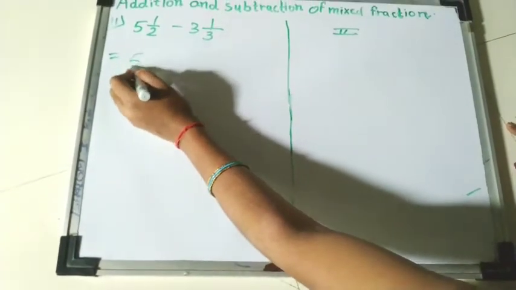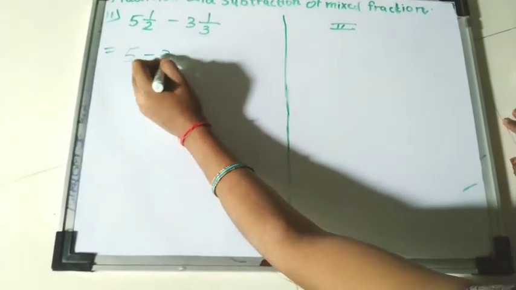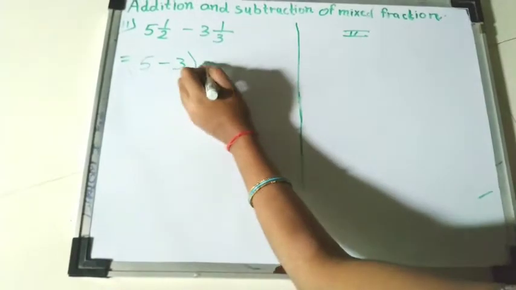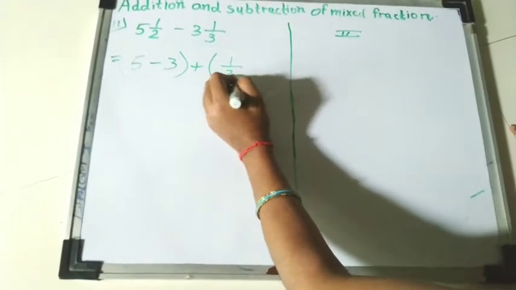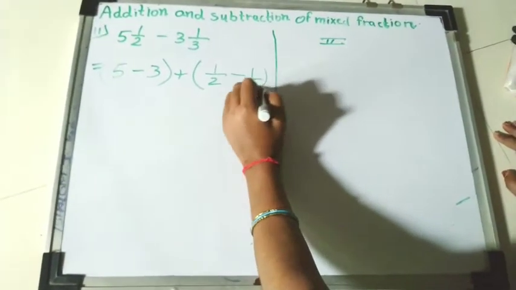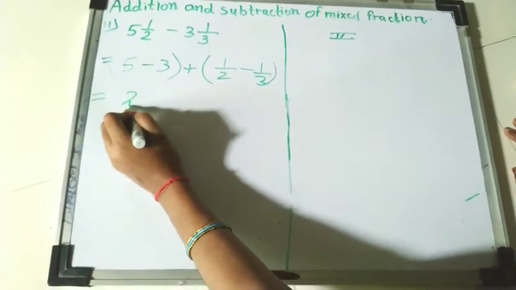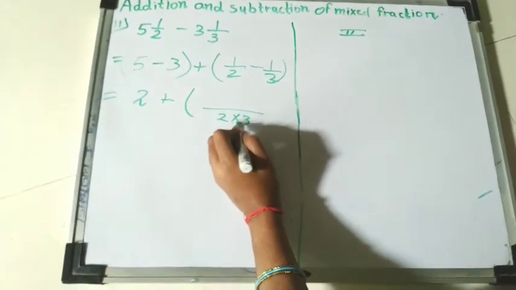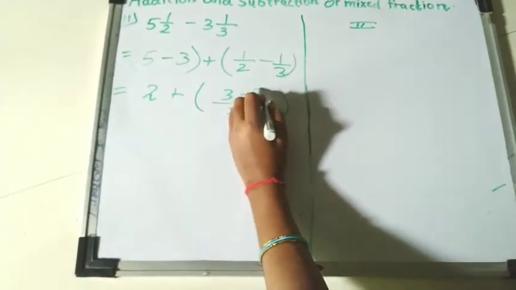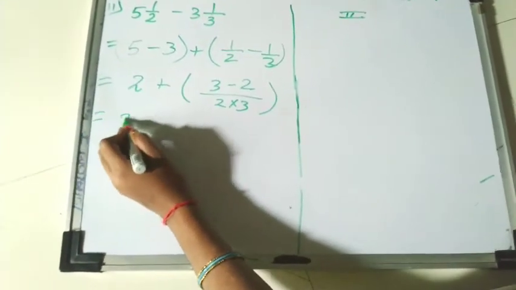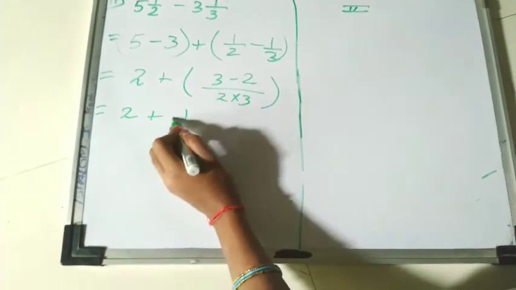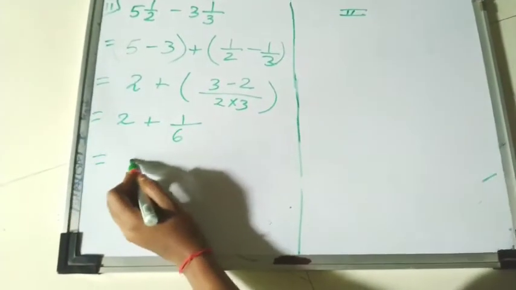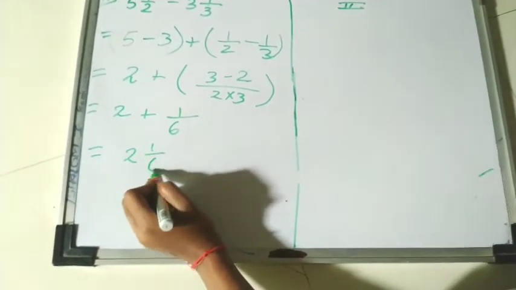At first, take 5 and minus 3 on one side, and on the other side 1 by 2 minus 1 by 3. 5 minus 3 is 2, plus 1 by 2 into 3, that is 2 into 3, take LCM: 3 minus 2 is 1 by 6. It means the answer is 2 upon 1 by 6.